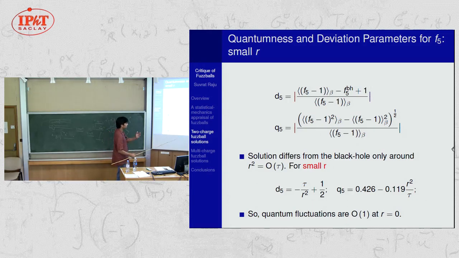And here is what these fluctuations look like near r square equal to 0. Near r square equal to 0, the difference parameter blows up because F5 blows up at r square equal to 0. So it looks like the solution is very different from the black hole, but the quantumness parameter approaches some finite value, which is some 0.426. So this is the statement that the solution has large quantum fluctuations in the region where it looks interesting.